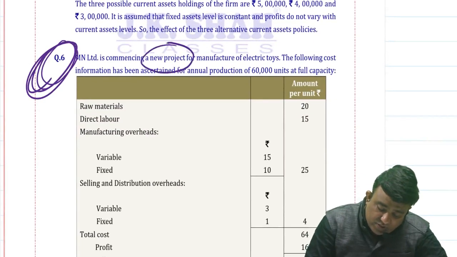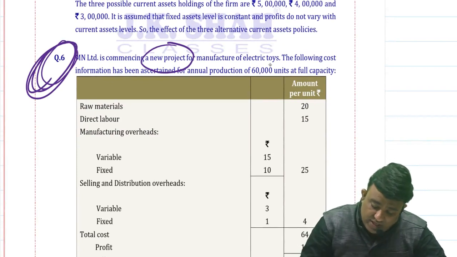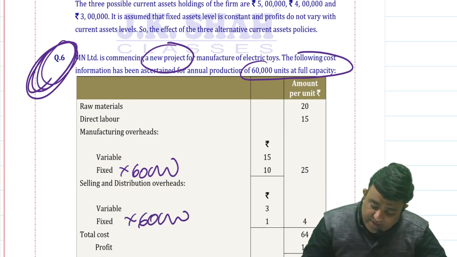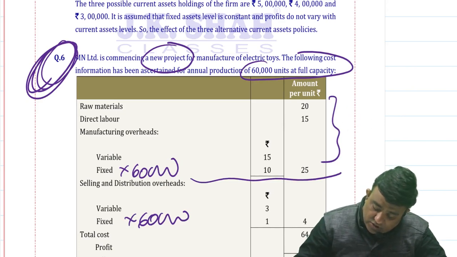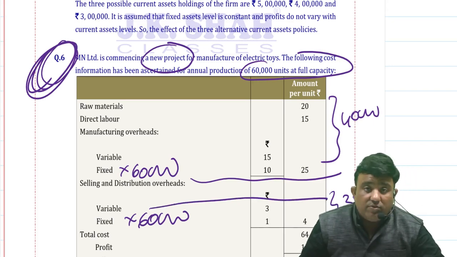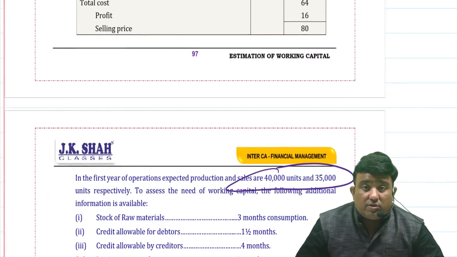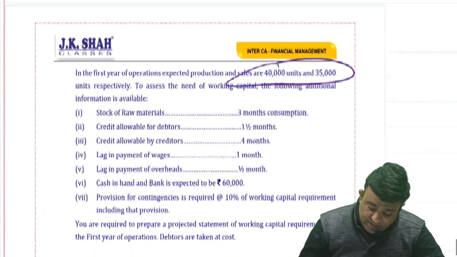Don't miss this. It's a new project example. Very good example. Student, again 60,000 is full capacity. So fixed manufacturing overhead taken at 60, fixed overhead taken at 60. Remaining will be taken at COP, and that is you can say at production cost 40,000, and this will be taken at 35,000 sales units. This variable will be taken at 35,000. And out of 40, if 35 is sold, the 5,000 is closing stock of finished goods. You need to value that properly. The rest, everything is simple.